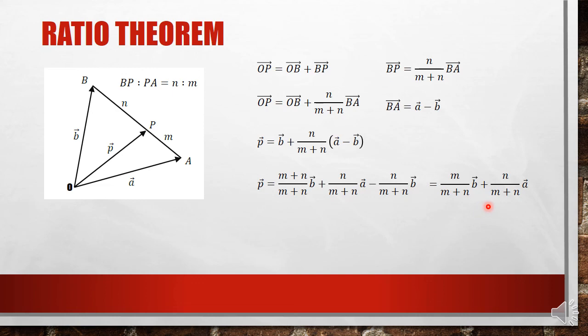Thus we get the formula for the position vector of p, which equals n multiplied by a plus m multiplied by b, divided by m plus n. This is the position vector of p, where p is in between b and a. This is the ratio theorem.